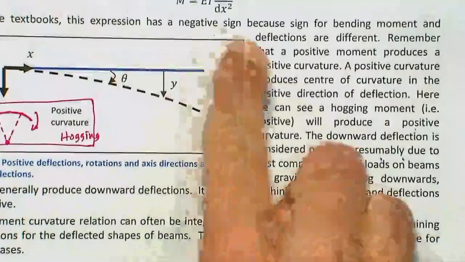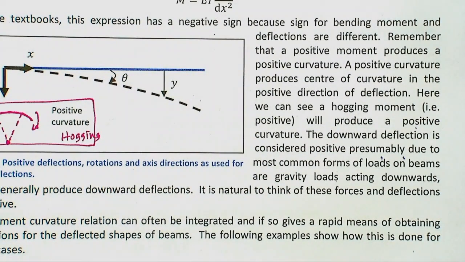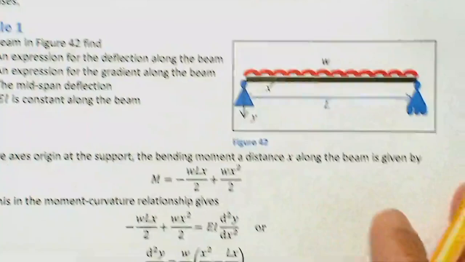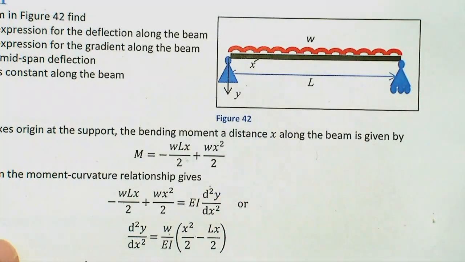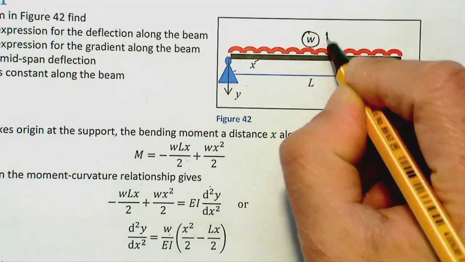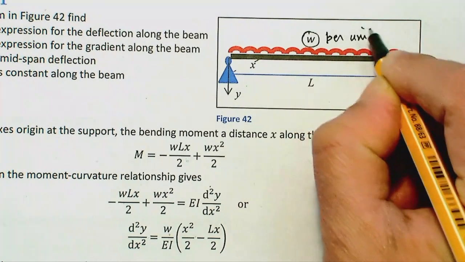Now for us, I have done the sign convention so that everything is positive. dV/dx is w, dM/dx is plus V. Similarly, M is plus EI d2y/dx2. So let's find out how we can find the deflections in these cases. I'm going through these notes. Let's say we have got a beam which is under UDL, and the UDL intensity is W per unit length.